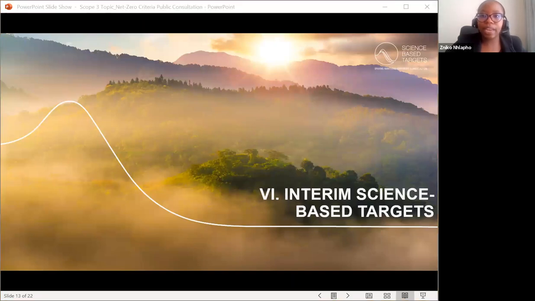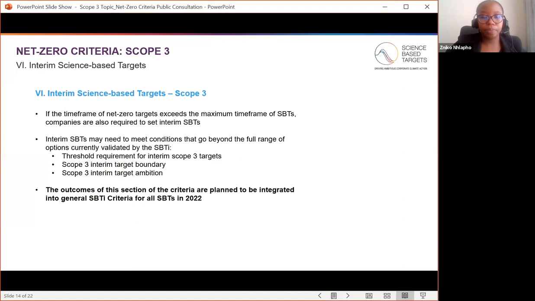So in the next couple of slides, I will then discuss chapter 6, which is going into detail on interim science-based targets. For a bit of context, in the previous slides, we've spoken about how global level emissions need to be reduced by about half in the next 10 years to limit warming to 1.5 degrees Celsius and meet the goals that have been prescribed in the Paris Agreement.